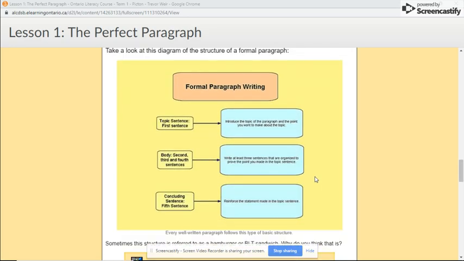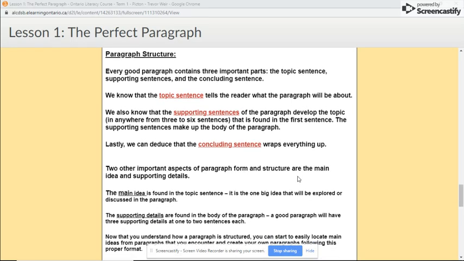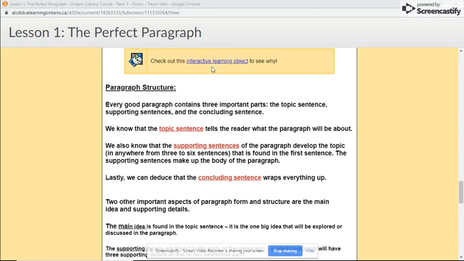So formal paragraph writing, when we do it, really we break a paragraph into 3 parts: the topic sentence, the body of the paragraph, and the concluding sentence. So right here, again, an interactive piece showing you exactly how these 3 things work. The start of any good paragraph contains 3 important parts: a topic sentence, supporting sentences, concluding sentences. Topic sentence. You've got to have a topic sentence. A topic sentence basically tells the reader what the paragraph will be about. This is the first sentence of your piece.